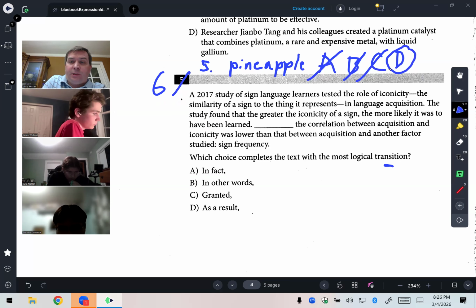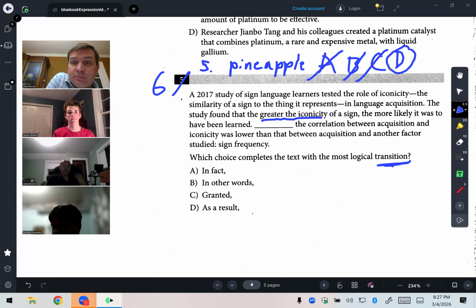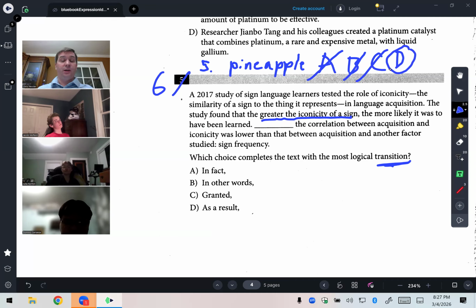Oh, now we're on to transitions. A 2017 study of sign language learners tested the role of iconicity, the similarity of a sign to the thing it represents, in language acquisition. The study found that the greater the iconicity of a sign, the more likely it was to have been learned. Blank, the correlation between acquisition and iconicity was lower than that between acquisition and another factor studied, sign frequency.